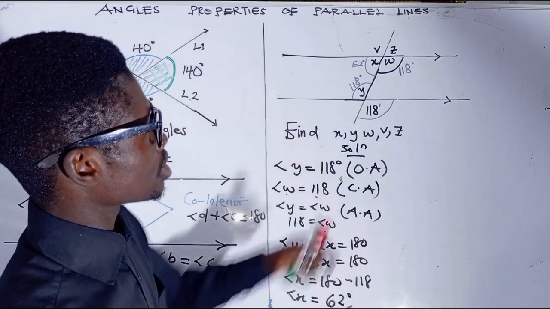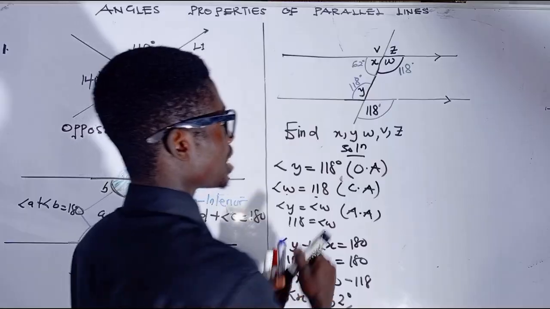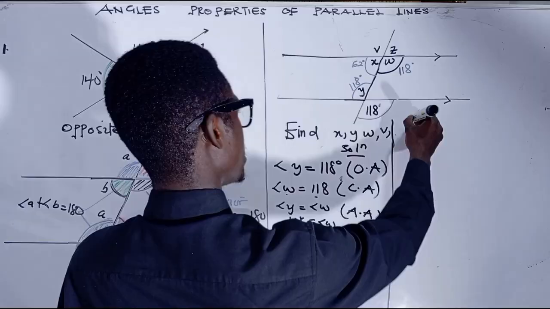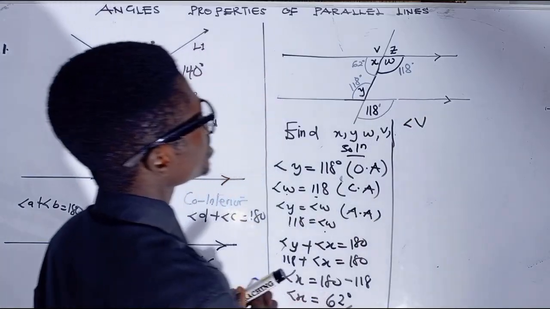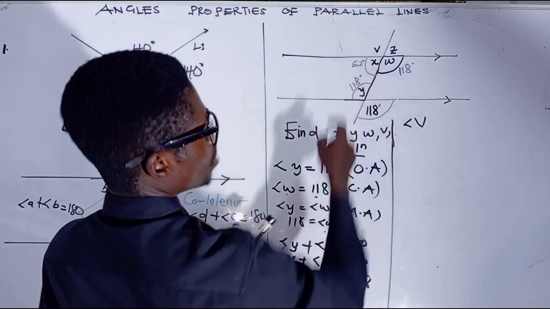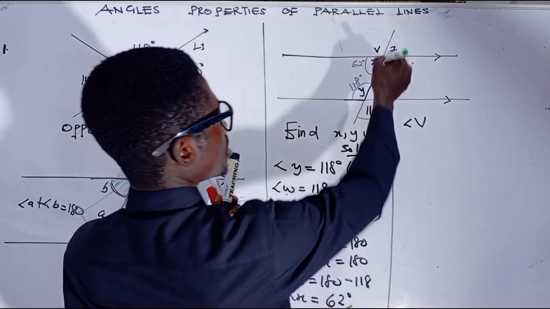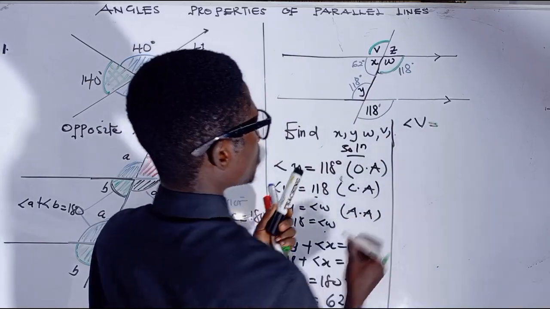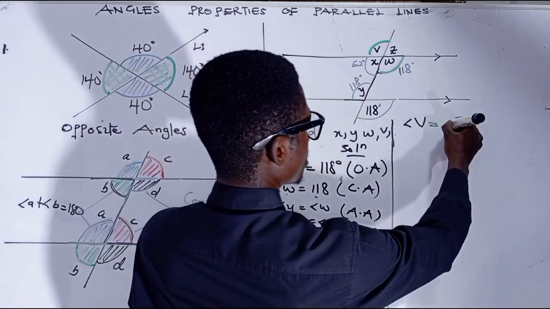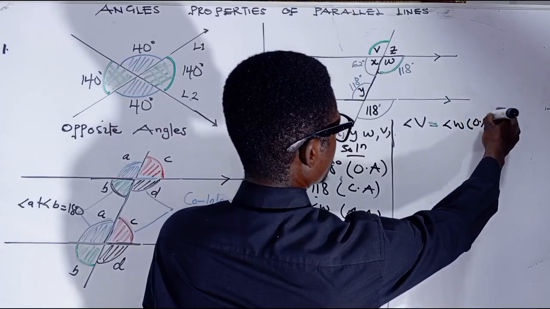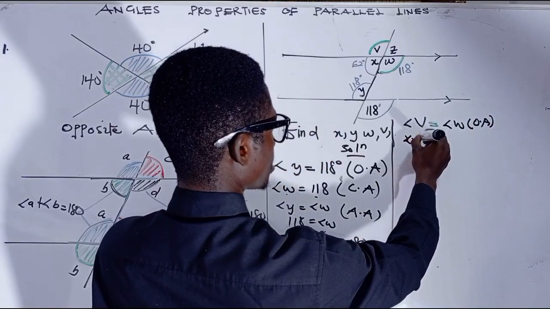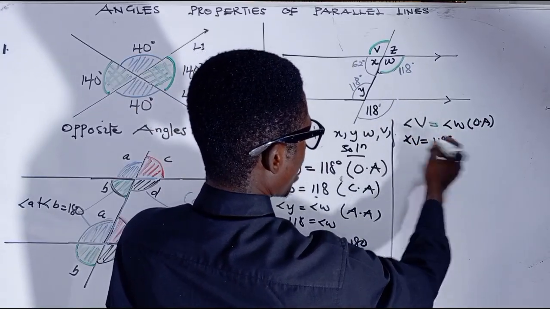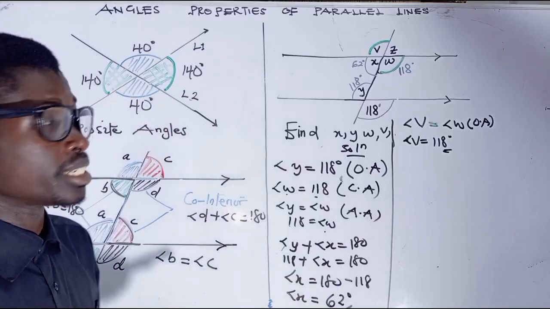Now we are left with what? Angle V and then Z. With angle V, you can see that angle W is opposite to angle V. Can you see it? This angle is directly opposite to this angle. So you can see that angle V is equal to what? Angle W. And we are using the opposite angle concept. Angle V, we don't know, that is what we have to look for. Angle W, we have 118 degrees. Therefore, angle V is also what? 118. Very, very simple and easy.